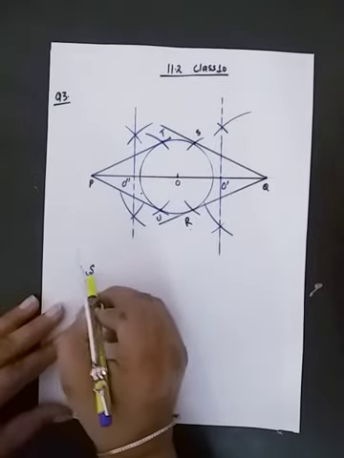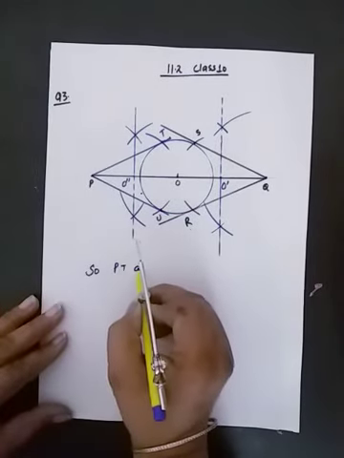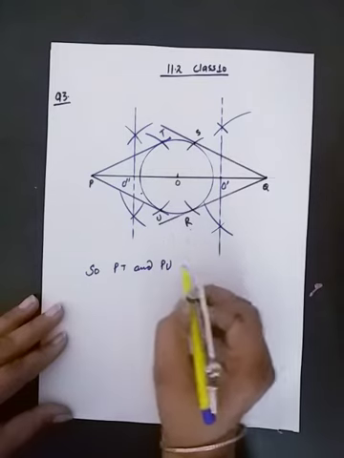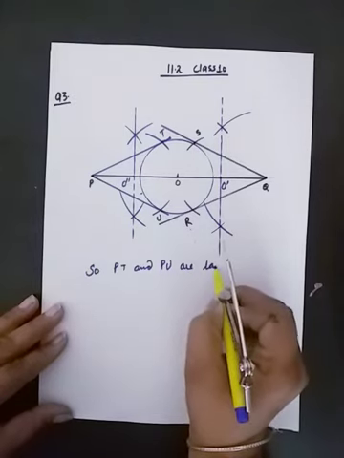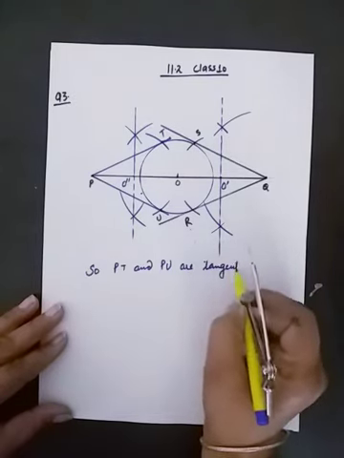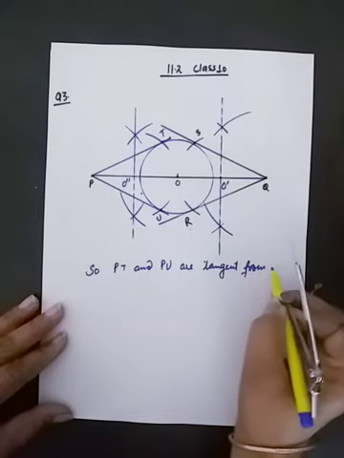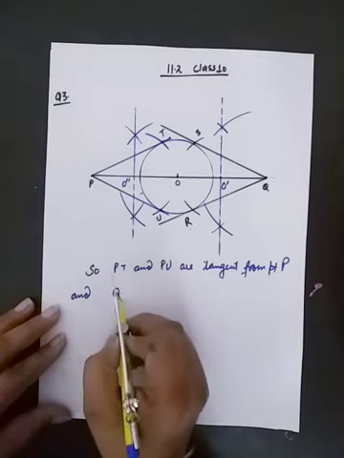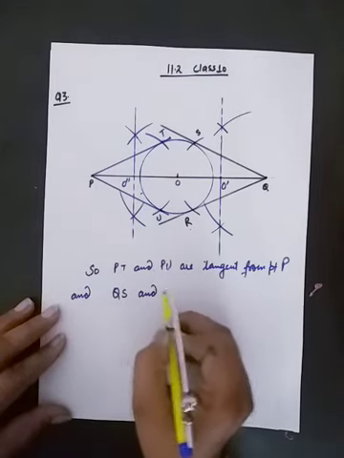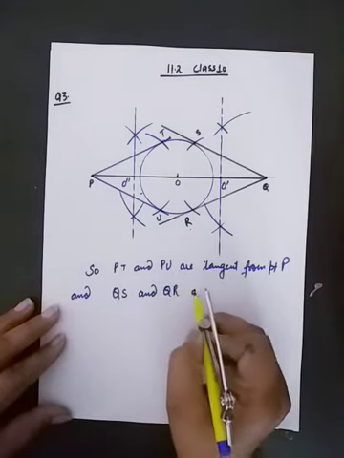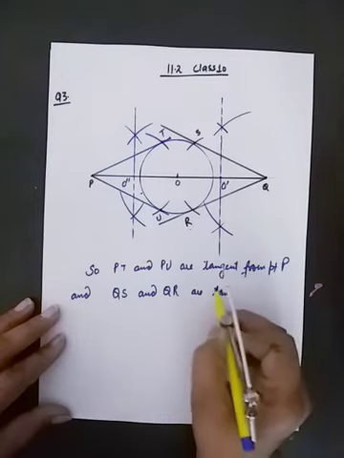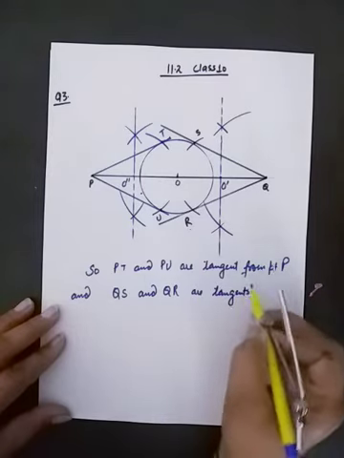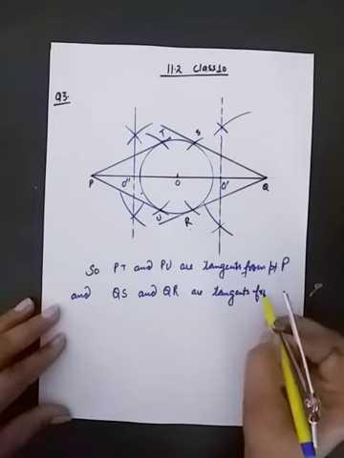So PT and PU are tangents from point P, and QS and QR are the tangents from point Q.